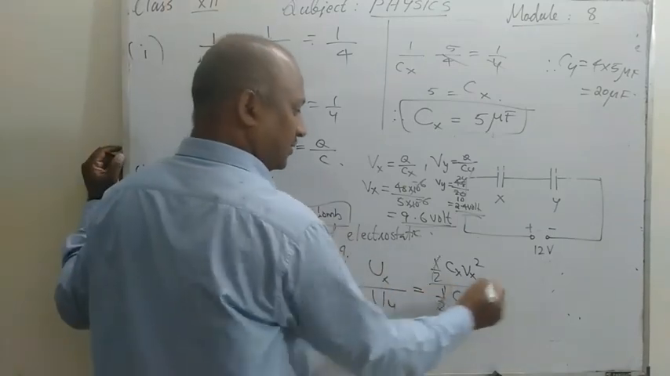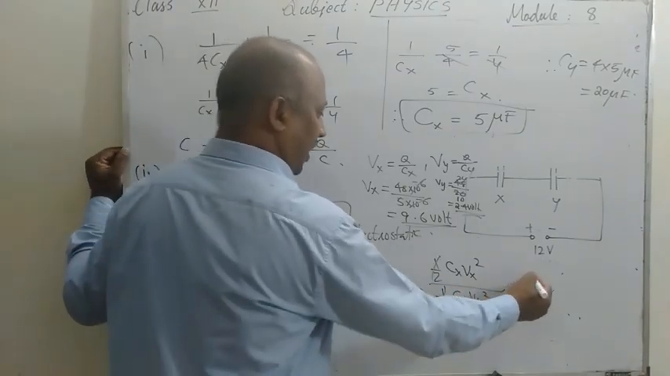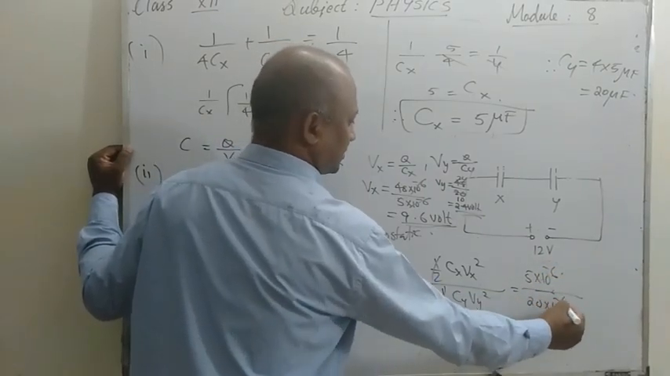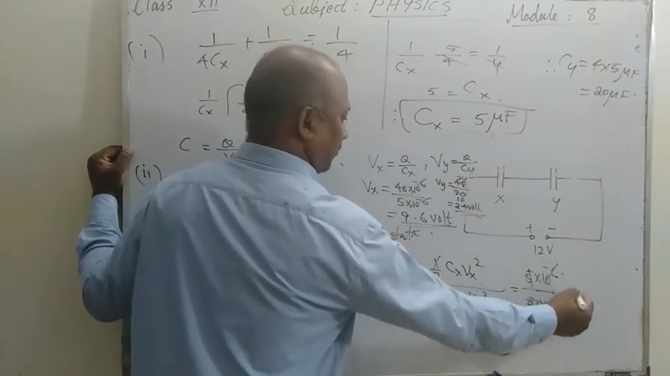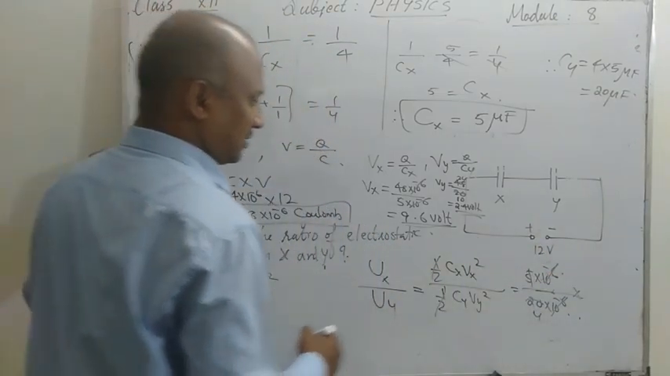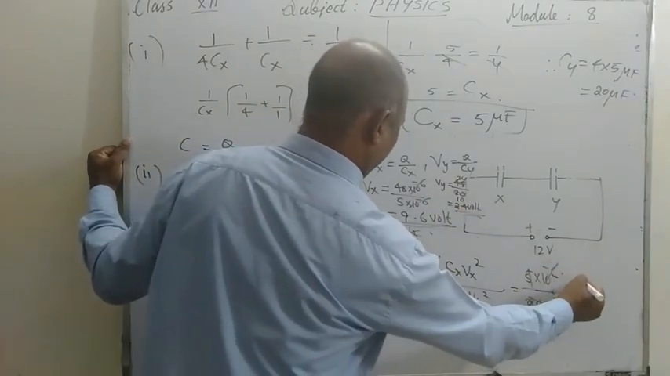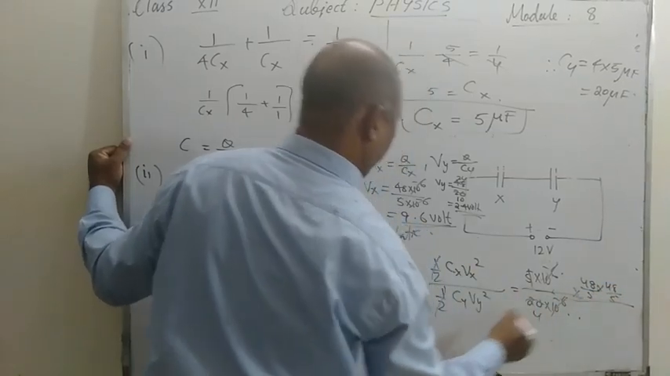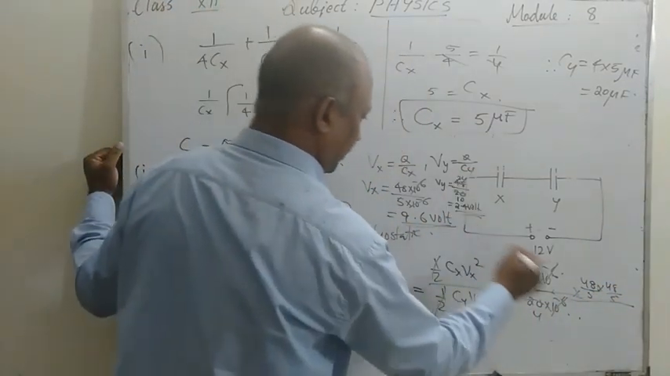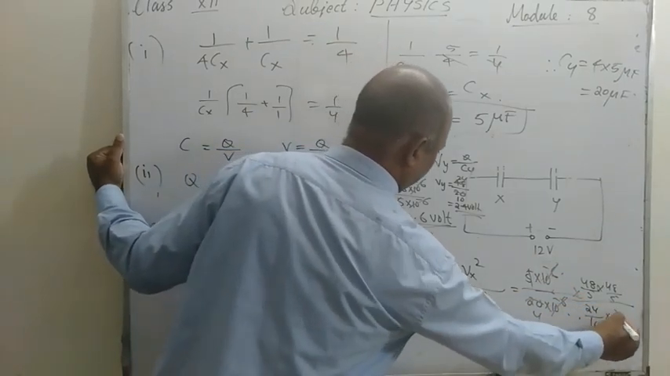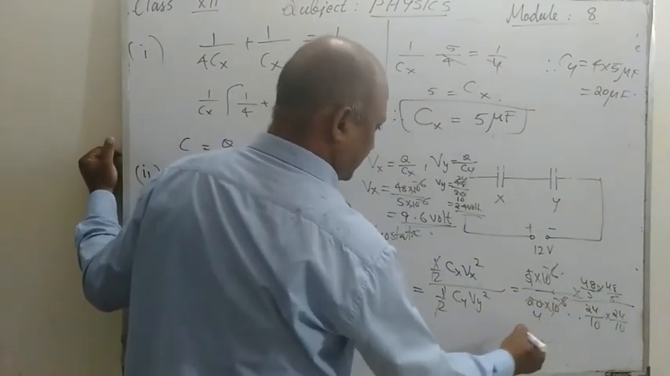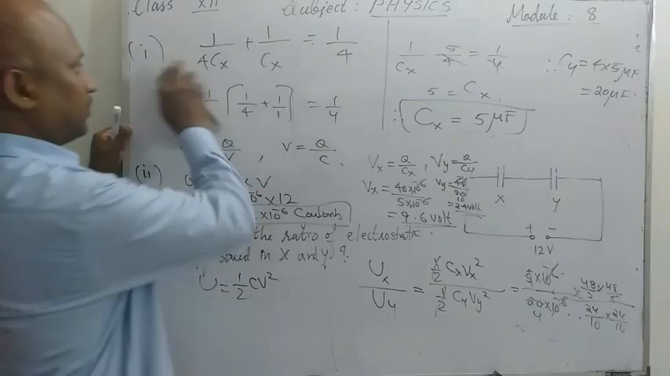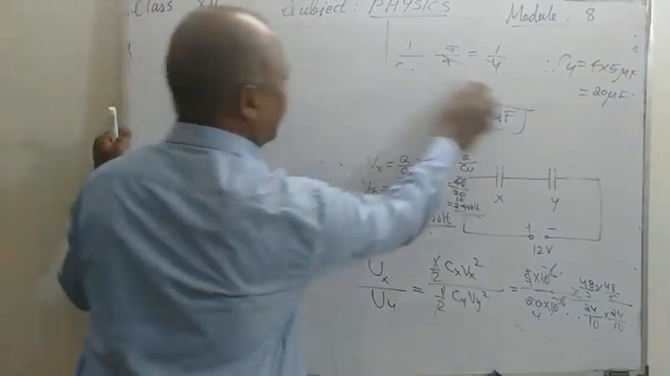Half cancels. And Cx is 5 into 10 to the minus 6 and Cy is 20 into 10 to the minus 6, so 1 upon 4. Vx is 9.6, so 48 upon 5 into 48 upon 5 divided by, and this one is 24 upon 10 into 24 upon 10. For easy calculation I am doing it like this. Even I can go for the exact values, 9.6 into 9.6 divided by 2.4 into 2.4.